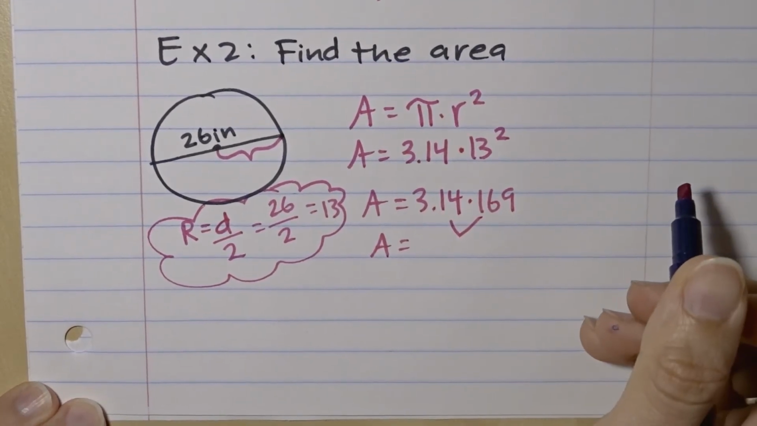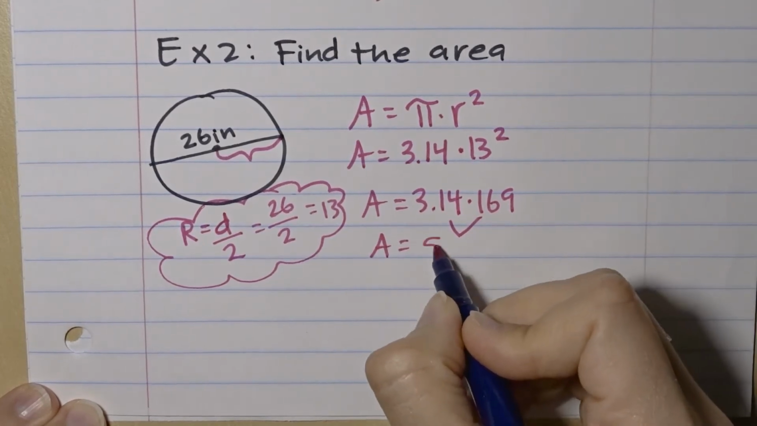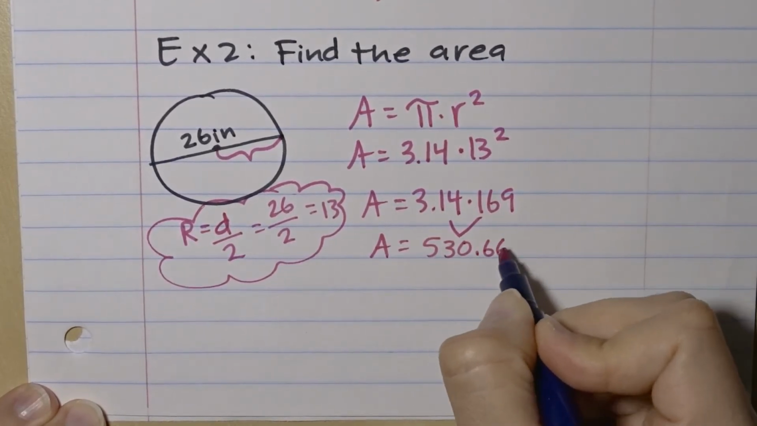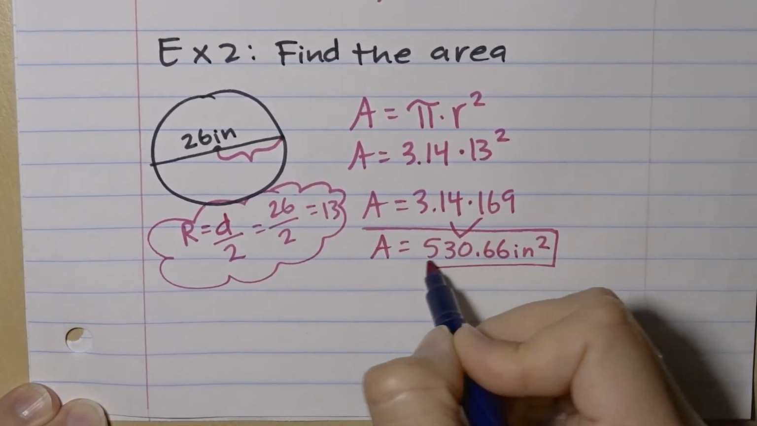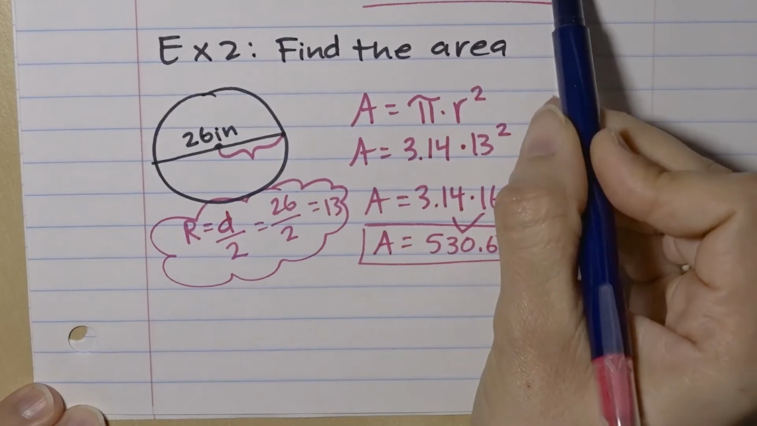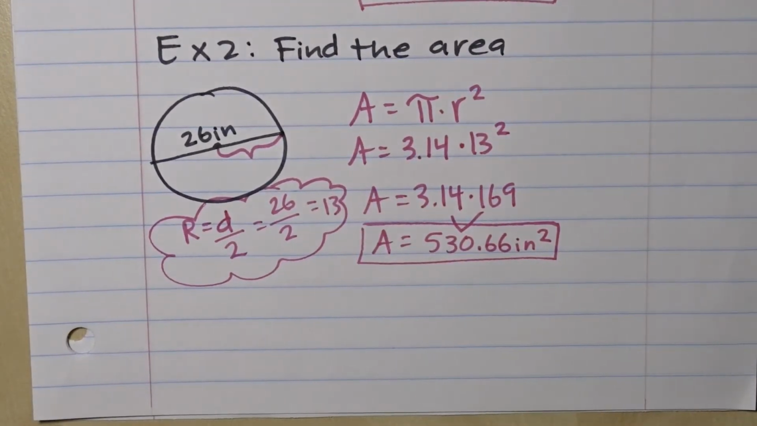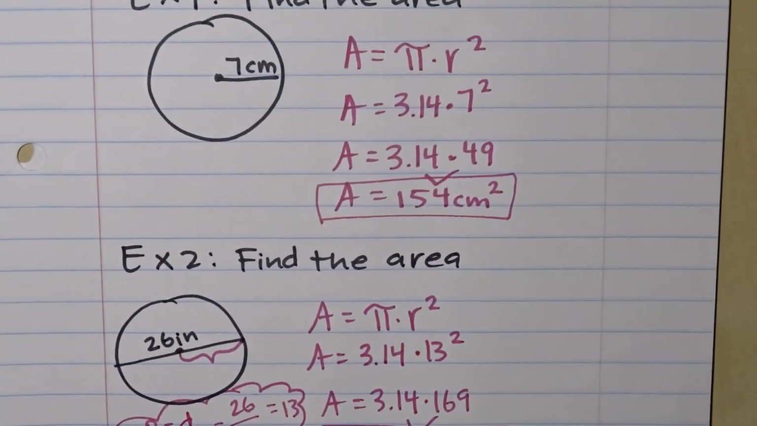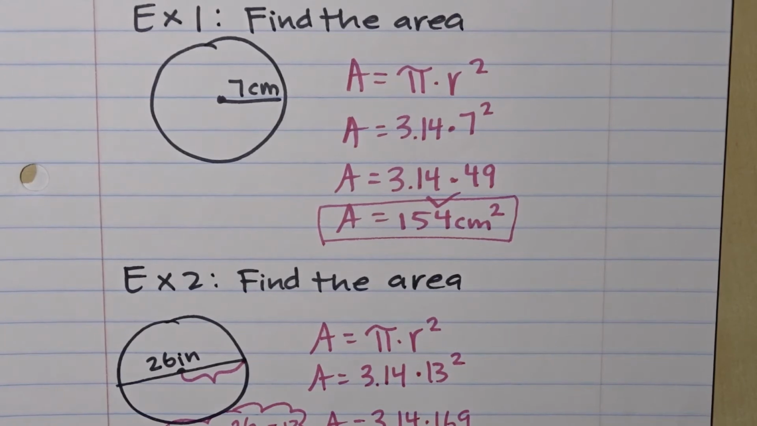And your final answer would be 530.66. And the units are inches squared. Okay. All right, so the only difference between these two examples is you're using the same formula, but just keep in mind whether you are given the radius or the diameter. So you have to make note of what it is you're given so you know exactly what to do.